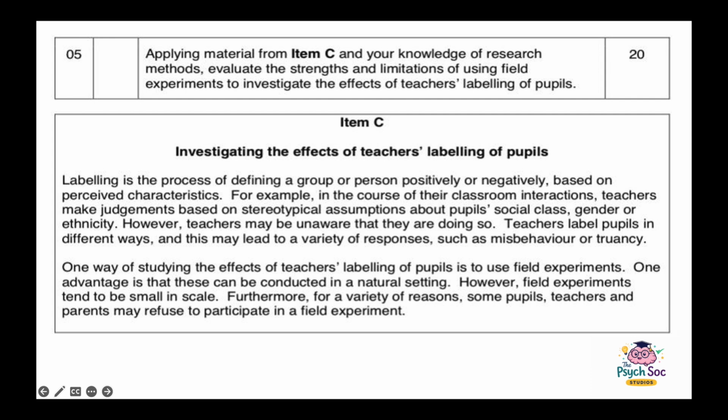This question requires you to recall both strengths and limitations of a field experiment, but you must also consider whether this method would be a good or bad method when researching teacher labelling of pupils. In terms of the context part of this question, you can use knowledge on labelling from the education topic, but you can also consider who is being researched, i.e. teachers and pupils, and also where they may be researched, for example in a classroom.